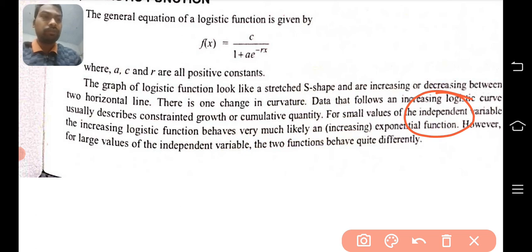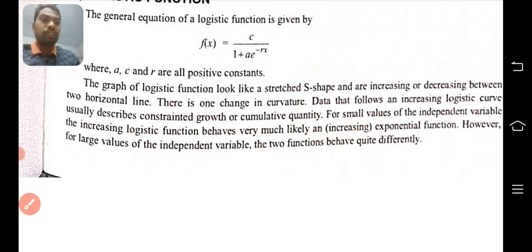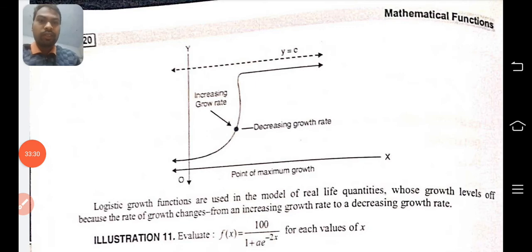However, for a large value of the independent variable, if the value of x is large, the two functions behave quite differently. The graphs of these two functions will be represented in a different manner. So let's see the graph of your logistic function.